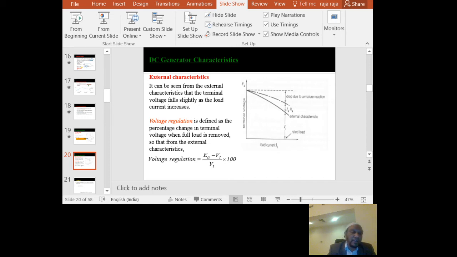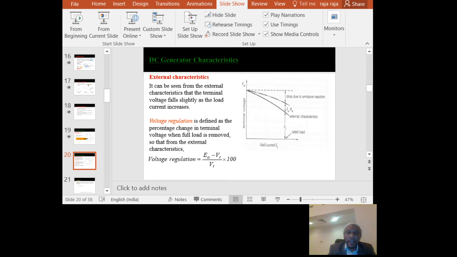A very important term is the voltage regulation of the DC generator. So what is voltage regulation in a DC generator? It is defined as the percentage change in terminal voltage when full load is removed. So we connect this generator to the full load and then immediately remove it, so the condition becomes open circuit. Thus it is the percentage difference in terminal voltage when full load is removed, as seen from the external characteristics.